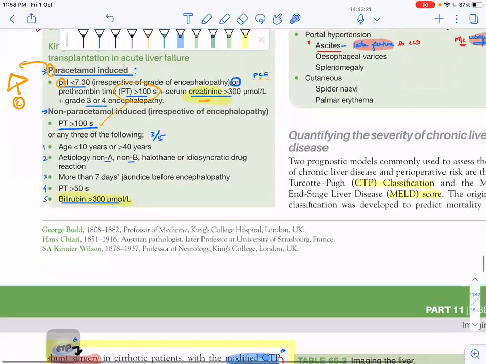And PT INR, PT more than 50 seconds. Here they give only more than 100 seconds; if that is not there, they give more than 50 seconds, and here they use bilirubin more than 300. So usually they will confuse this. Paracetamol usually has a creatinine value more than 300, and non-paracetamol has the bilirubin value. Okay, these things are important.